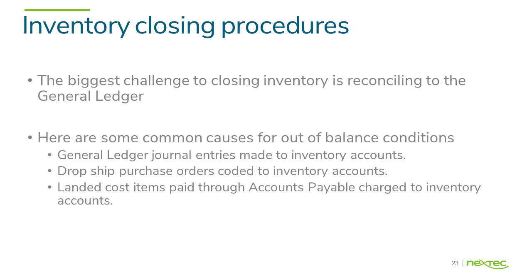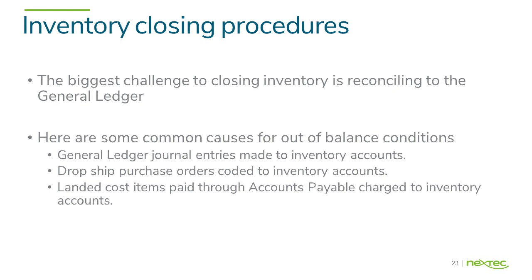Some of the common causes that we see for out of balance conditions are the general ledger journal entries made to inventory accounts. We've seen this in the past where clients have made a journal entry to reconcile, if you will, or to tie out to the inventory module. But the problem with that is it's more of a one-sided entry. It's happening on the general ledger side, but you're not getting a corresponding entry on the inventory side. So I would definitely avoid doing that.